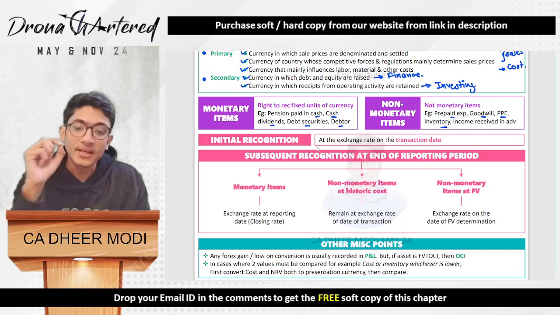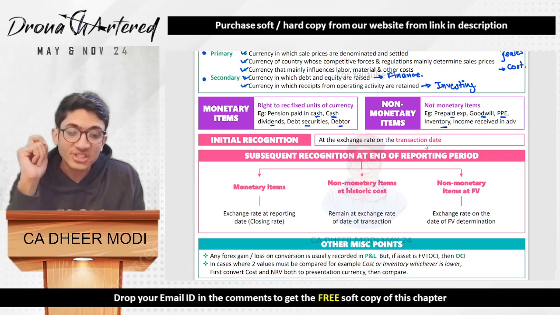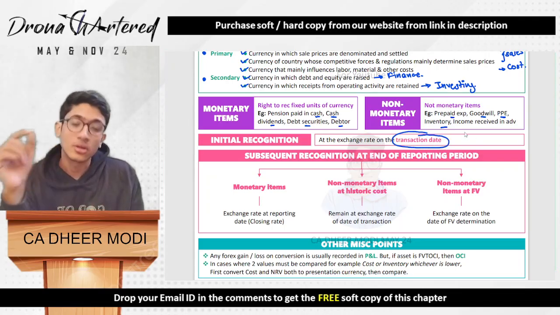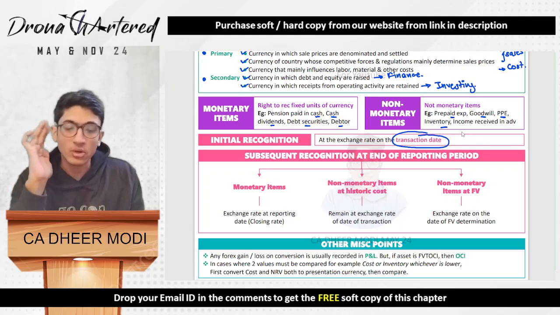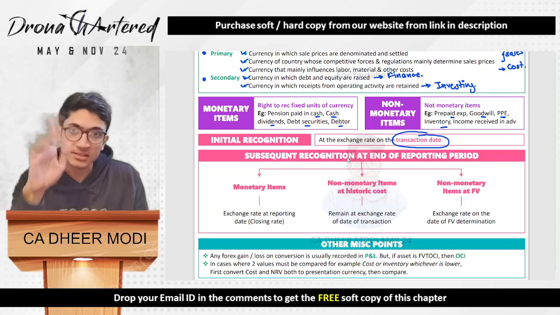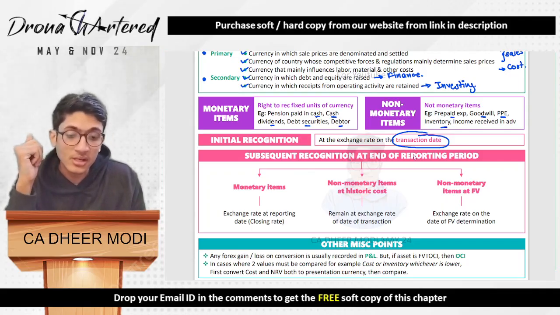So what will be the initial recognition of a foreign currency transaction? It will be at the exchange rate on the transaction date. Exchange rate on the transaction date. That will be the exchange rate that you will be using to record it in your books. Okay, sir. What about subsequent recognition? Initial recognition will be at the rate of the transaction date. What about subsequent recognition? Subsequent recognition is at the end of the reporting period. That means your balance sheet date.